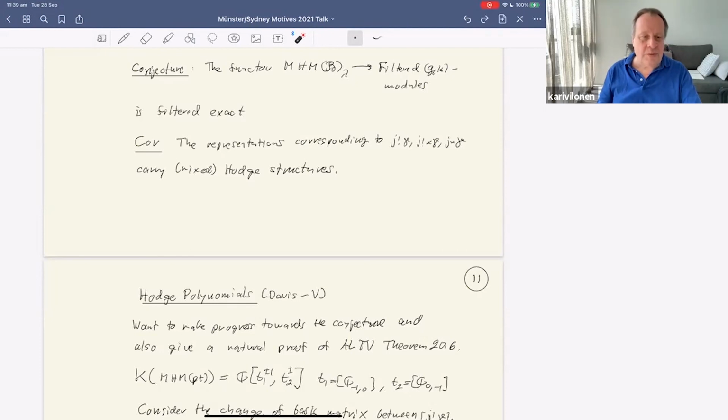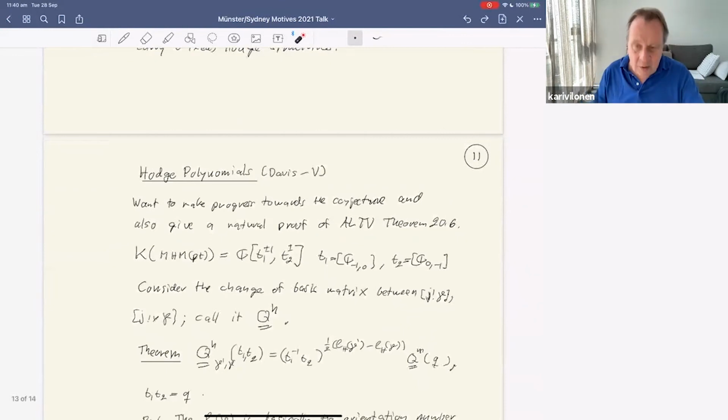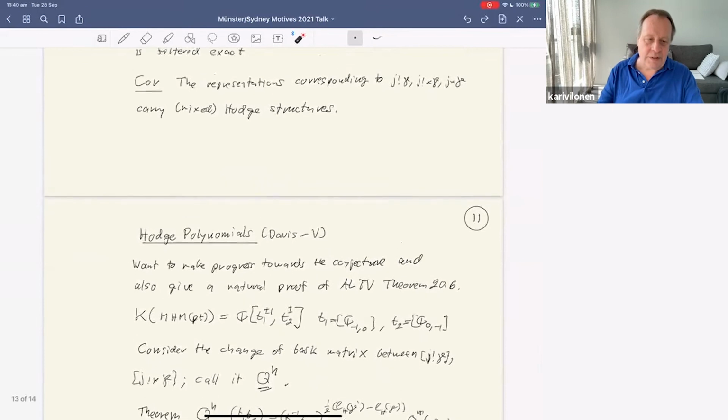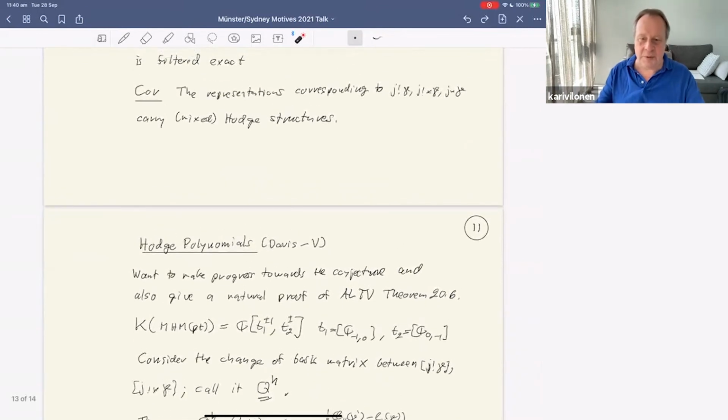So first let's observe that if you look at mixed Hodge modules on a point, then the K group of the mixed Hodge modules on a point has two variables, T1 and T2. The T1 and T2 are chosen so that the Hodge structure (minus one, zero) is T1 and (zero, minus one) is T2. Now you can do the same thing: consider the change of basis matrix between the irreducibles and the standards, and we call it Q Hodge.